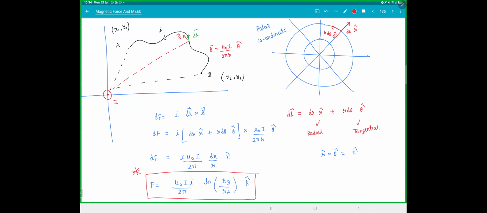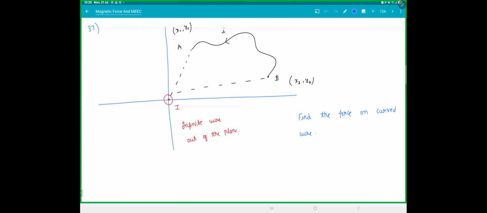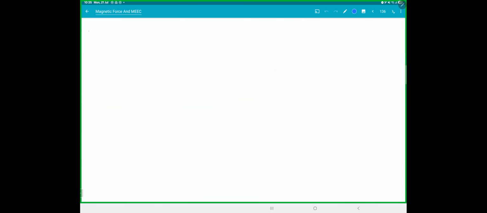Pretty neat result. It doesn't depend on the shape of the wire, it just depends on the distances. So in our question, the answer would be... here you can calculate RA and RB: root of x2 square plus y2 square, and x1 square plus y1 square. So you know how they'll frame this question?